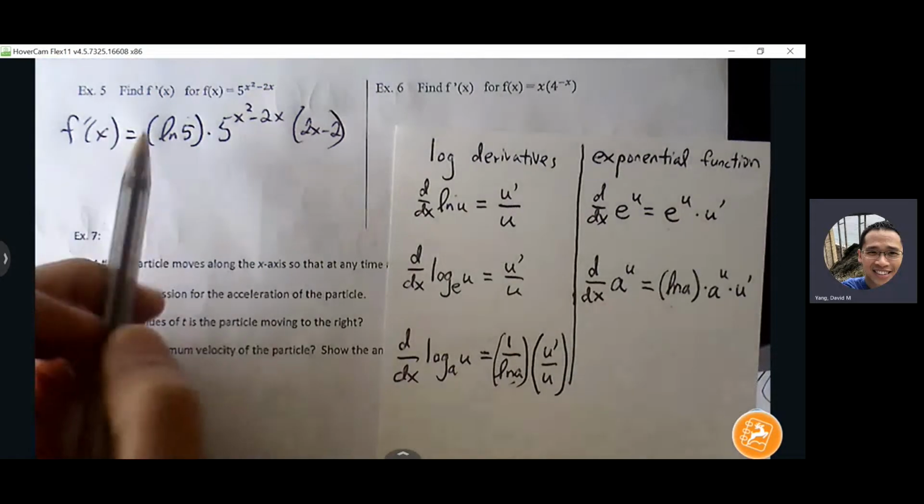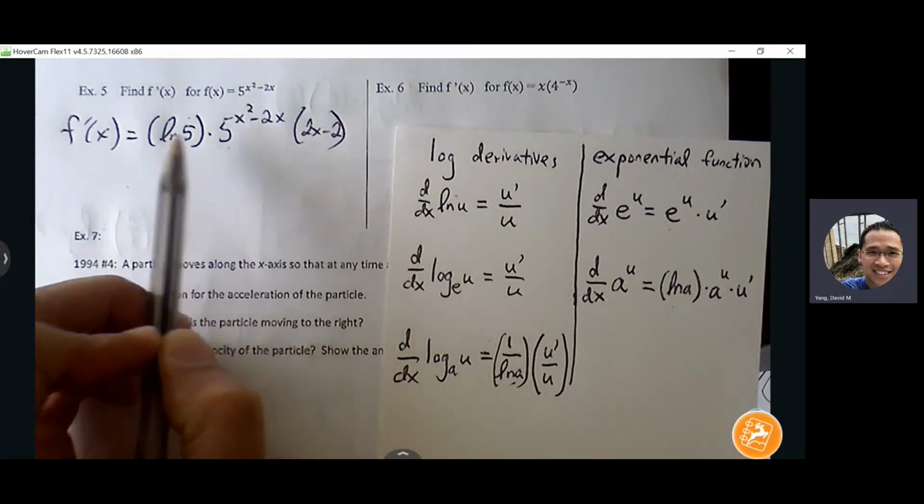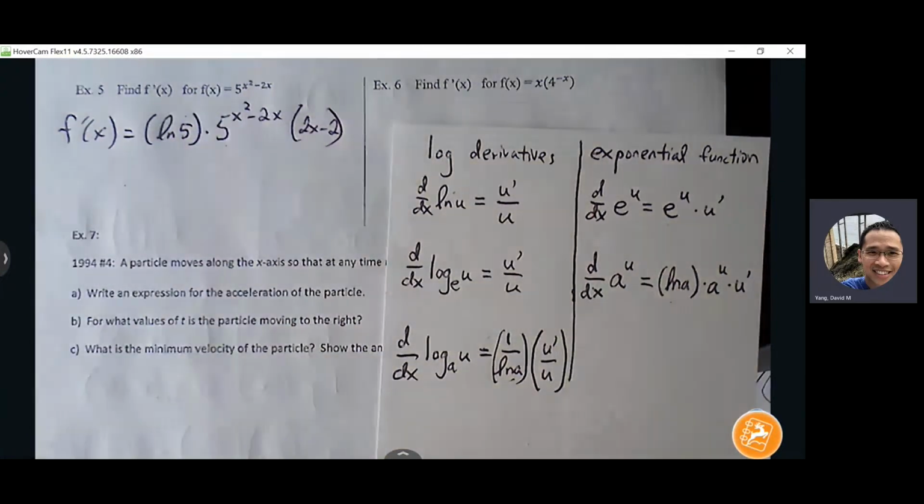All right, careful that you're not trying to merge any of these together. This is stuck in this form. This 5 is not free to move. We can't make this natural log of 25, okay? So all this is kind of separate.